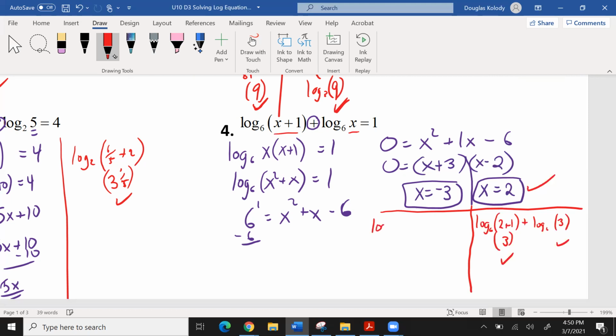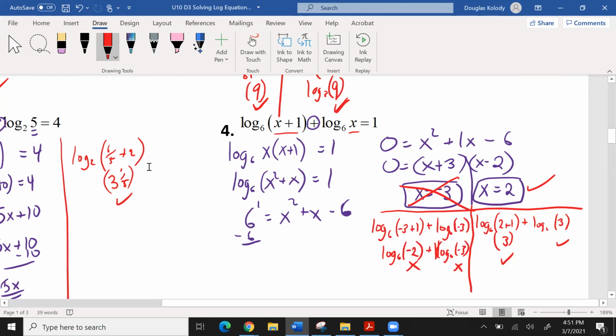I'm a little concerned about negative 3 here. So this is log base 6 of negative 3 plus 1. Ooh, that's going to give me, I'll stop right there. That's the log base 6 of negative 2. And then if I continue, this is also going to be the log base 6 of negative 3. Can I have that? No. I have two negatives right there. So that means that negative 3 is not a solution to this problem because it produced a log of a negative number. I cannot have that.